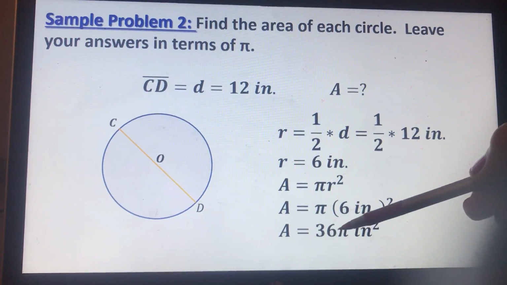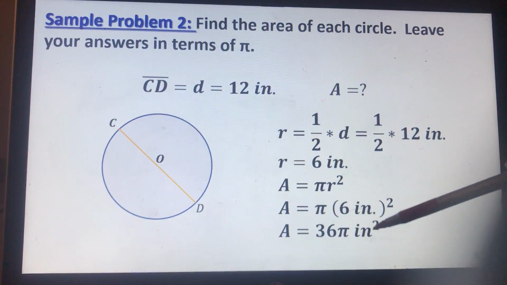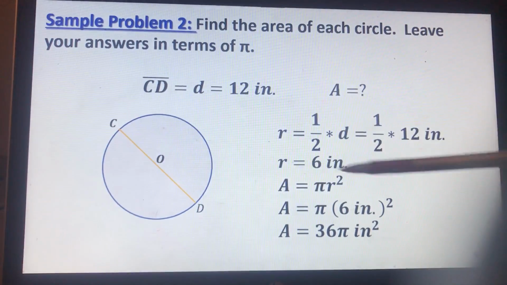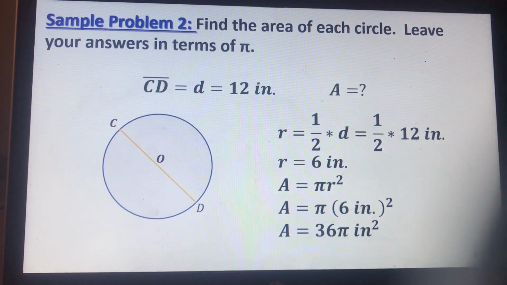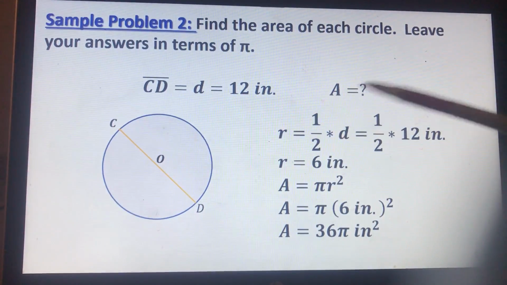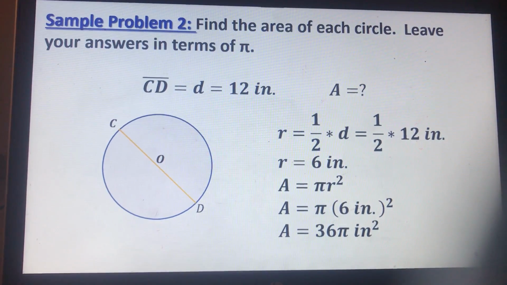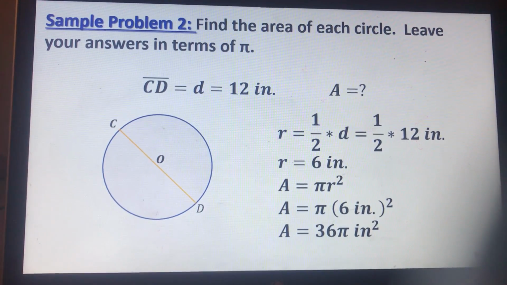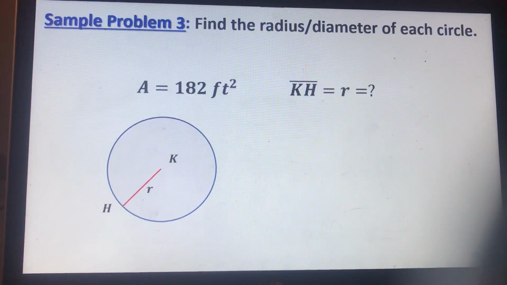So the area is going to be 36 times pi inches, and those inches, remember, have to be squared, because since we're referring to the area, we're looking for the number of little square units that we have within the circle, okay? Remember, the area is all the square units that we have inside of the circle. So the area here is 36π inches squared.